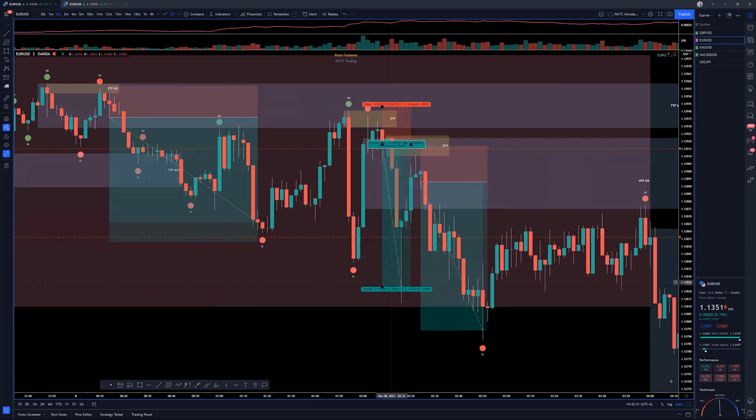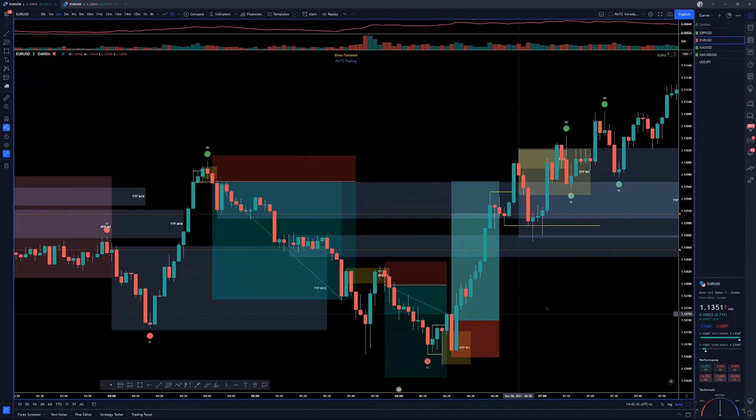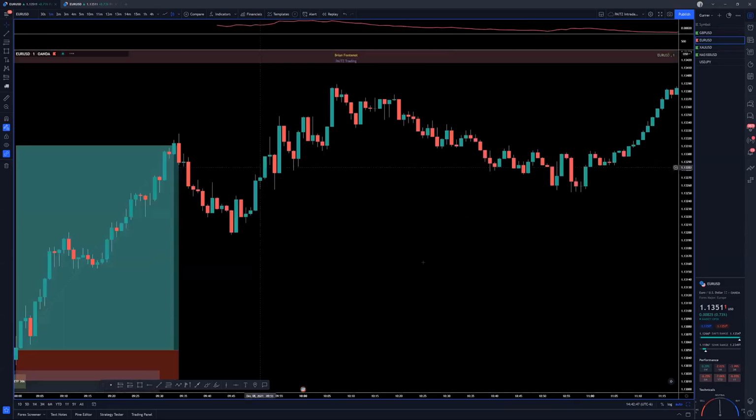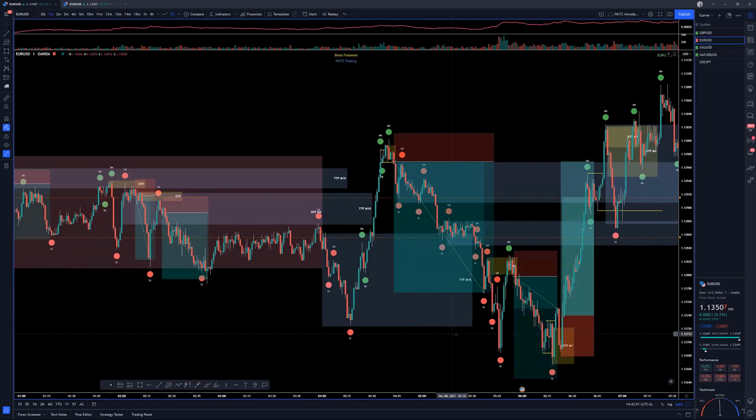exactly why, because it wicked down here. I thought it disrespected this demand, so I put in a supply zone here, and it tapped into this. I took this and shorted that as well. And then where was it? This is all in 2 minutes. Let's see. Trying to figure out what happened in 1 minute.